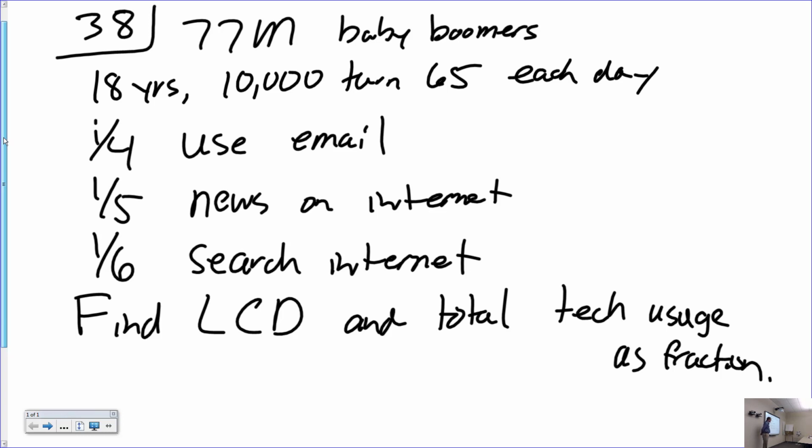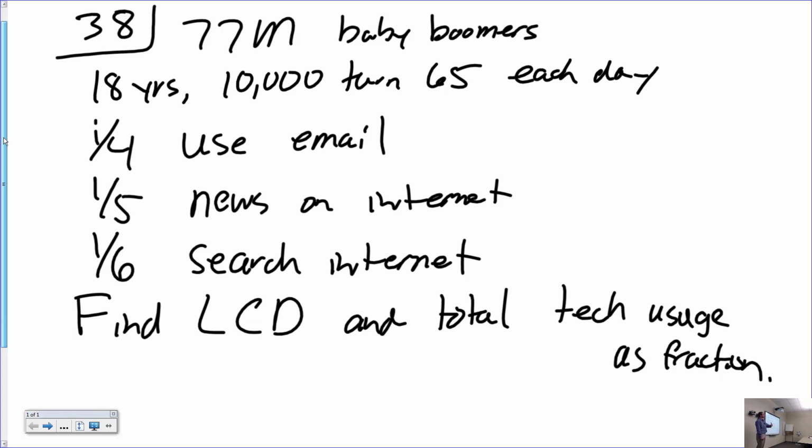So all of that information is very good information to know, right? It's very good to know that there are 77 million baby boomers out there, folks, right? But it has nothing to do with our problem. For the actual question, did it ever ask you how many baby boomers are doing anything? Determine the total technology usage, as a fraction, not as a number.